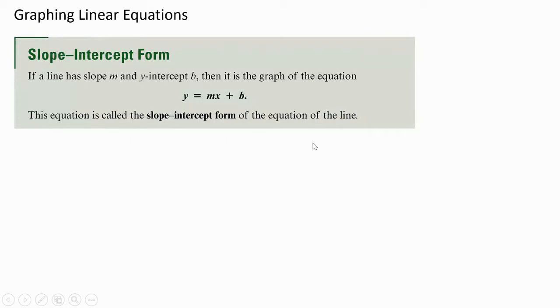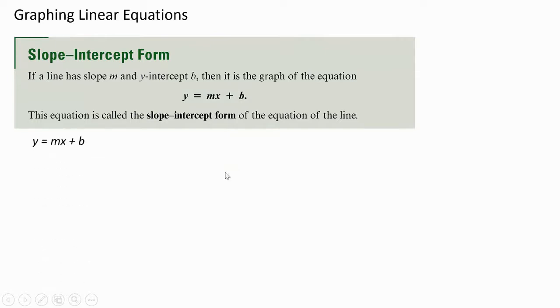Okay, now let's graph another way. I believe by plotting points, I gave you guys enough info with one example. Now, we're still graphing linear equations, but now they want you to graph by using the slope-intercept form. If a line has a slope m and the y-intercept b, then it is a graph of the equation y equals mx plus b. This is called the slope-intercept form.